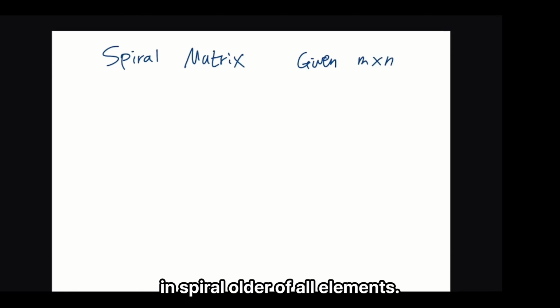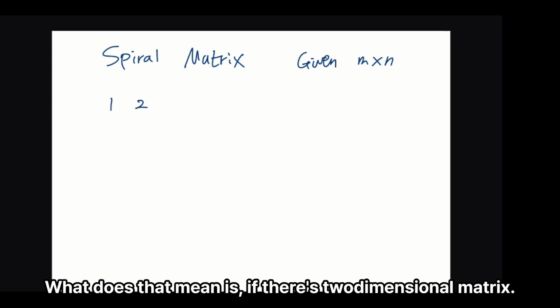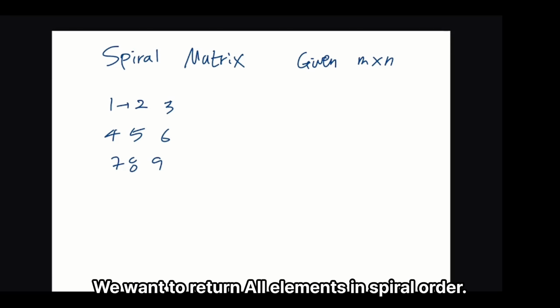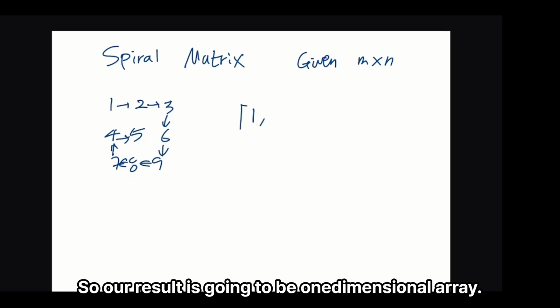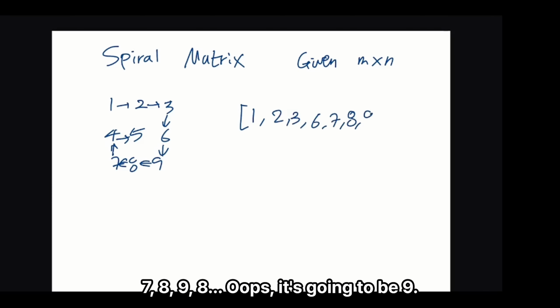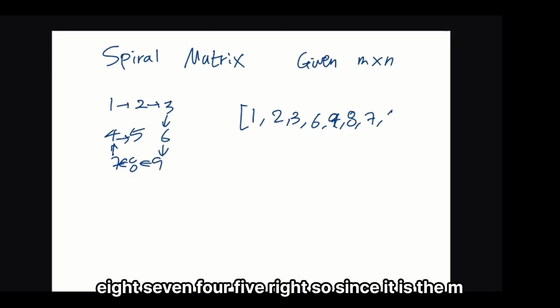Okay, so today I'd like to explain the spiral matrix problem in C++. The problem is: given an m by n matrix, return a one-dimensional array in spiral order. What does that mean? If there's a two-dimensional matrix, we want to return all elements in spiral order. So our result is going to be a one-dimensional array 7, 8, 9, 8. Oops, it's going to be 9, 8, 7, 4, 5, right?